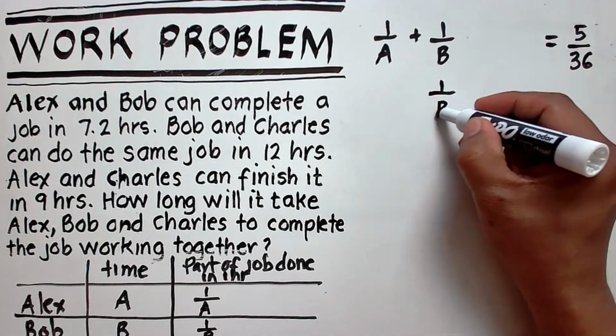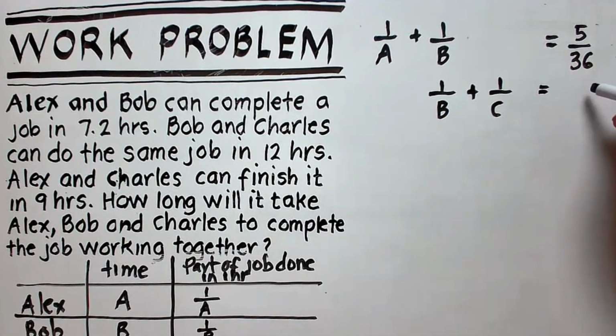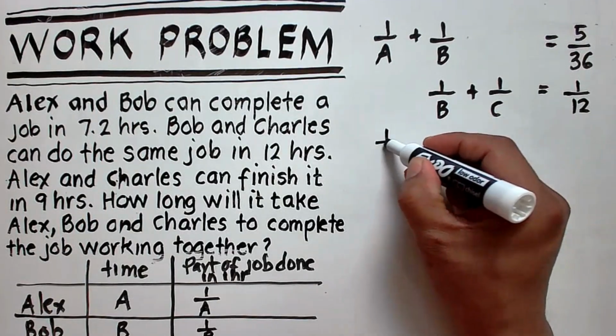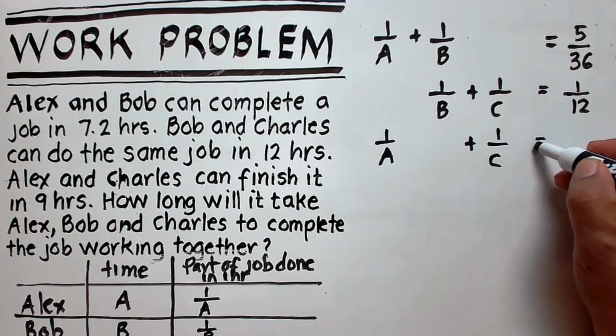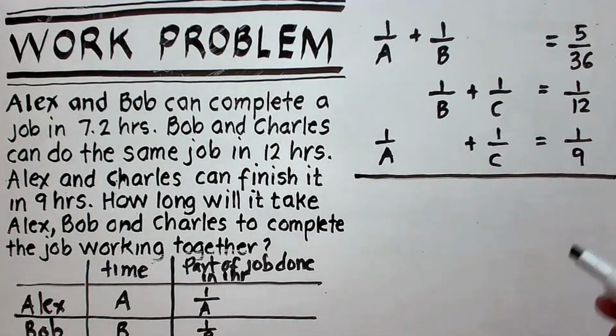1 over B plus 1 over C, they can finish the job in 12 hours, so 1 over 12. Then, Alex and Charles, Alex is 1 over A, and Charles, 1 over C, they both can finish the job in 9 hours. So in 1 hour, they can finish 1 over 9.